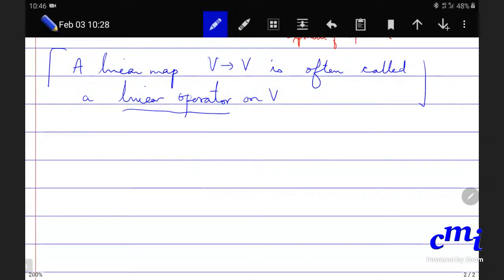So this is the building block for this decomposition theorem that we will prove. Now, definition.